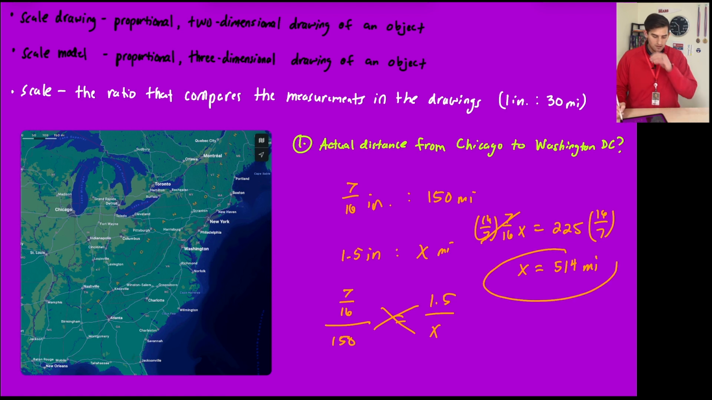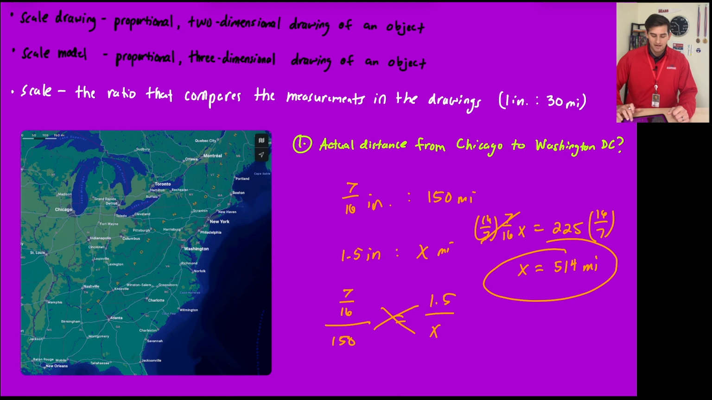Okay, so this would be an estimate here based on our calculations, but using the scale, 7/16 of an inch to 150 miles, we measured that distance to be 1.5 inches approximately. And so in terms of miles, that would be 514 miles from Chicago to Washington, D.C.